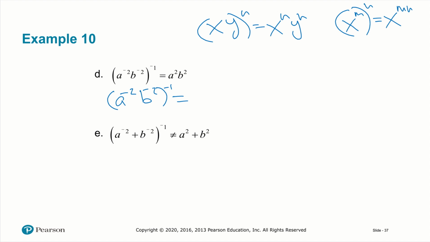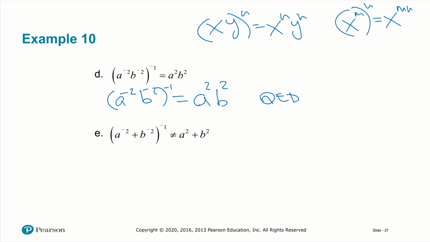So here we're going to get a to the power of negative 2 times negative 1. What is that? What's negative 2 times negative 1? That's just 2, right? Positive 2. And then b to the power of negative 2 times negative 1, right? So that's also 2. So isn't that what we were trying to show? So at this point we say QED. Remember, quod erat demonstrandum, that which was to be shown.